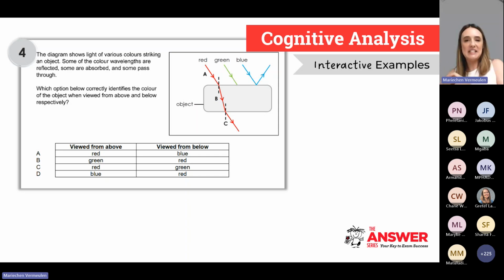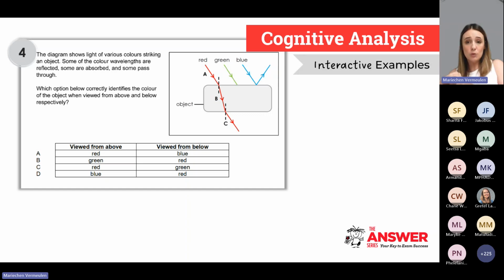Okay, another one, it says, the diagram shows light of various colors striking an object. Some of the color wavelengths are reflected, some are absorbed, and some pass through. Which option below correctly identifies the color of the object when viewed from above and below, respectively? So we can see that the red color there moves through the object. So from below, it should be viewed as red.